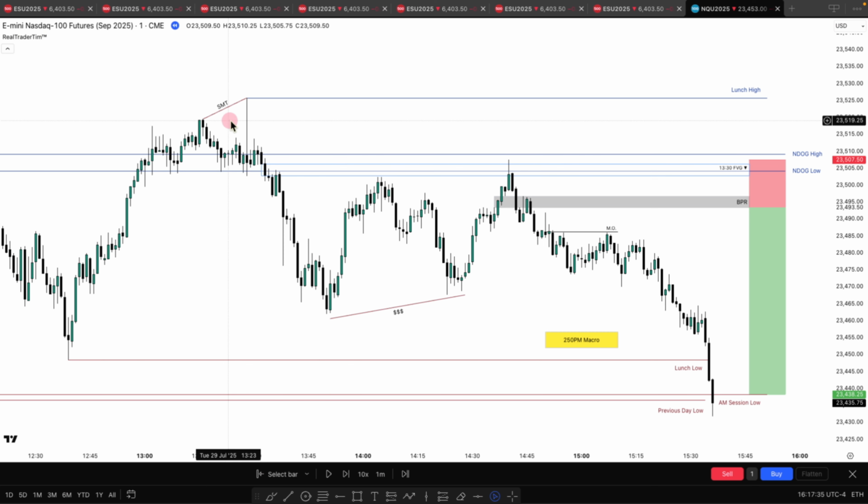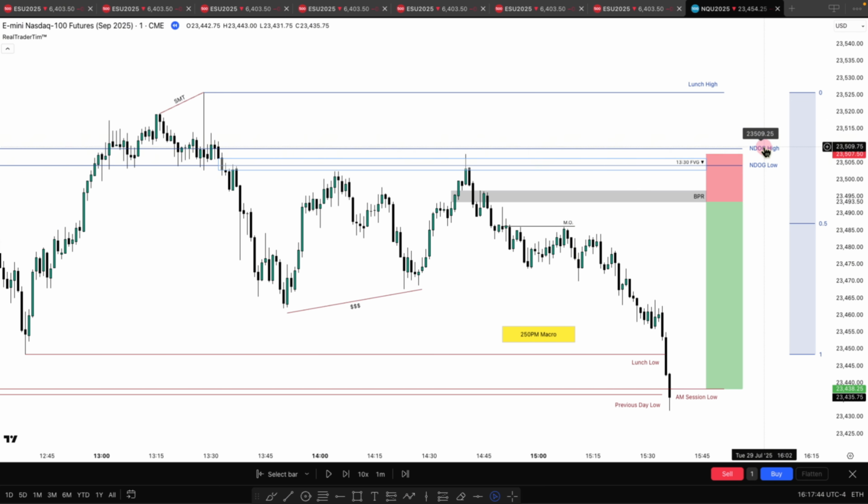On top of this, after this SMT occurs, what happens? We close right back below what? Look on the right side here: the new day opening gap. And also note right here, the 1:30 fair value gap, which of course is just the first presentation fair value gap after the 1:30 p.m. session open, Eastern time, of course.